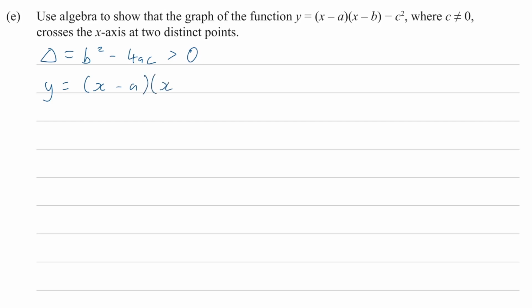Let's just rewrite that out. x minus a, x minus b, minus c squared. Let's expand the brackets. So x squared minus ax minus bx. Minus ax plus ab minus c squared. And I will group that into the x squared, the x, and the constant components. So the x component will have minus (a plus b).